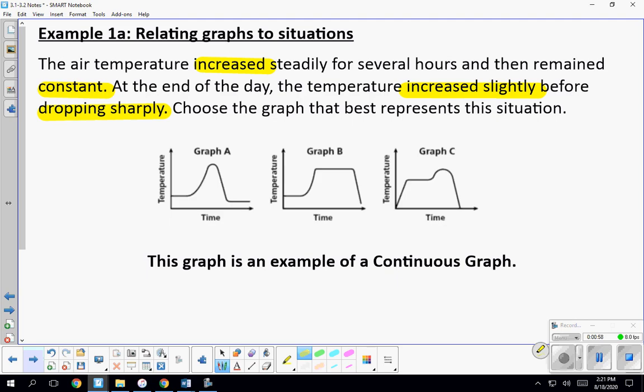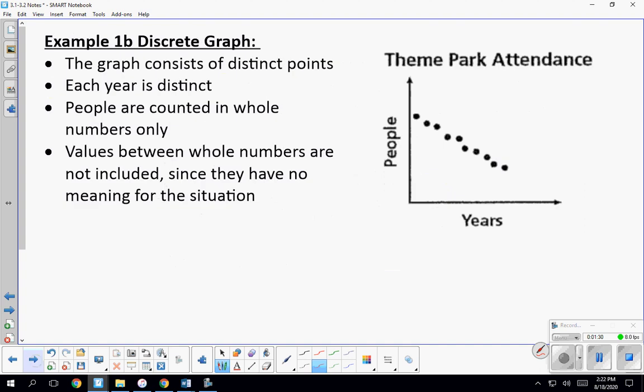parts to it. So here, if we look at graph C, we see that we have a temperature that increases, it remains constant, it increases slightly before dropping sharply. This is an example of continuous because it has a connected line. The reason it has a connected line is because time is continuous. Time never stops. It doesn't jump from one time to another. Time is just moving. Also, temperature is continuous. Air temperature can't automatically jump from one value to the next. It's got to hit all those values in between.